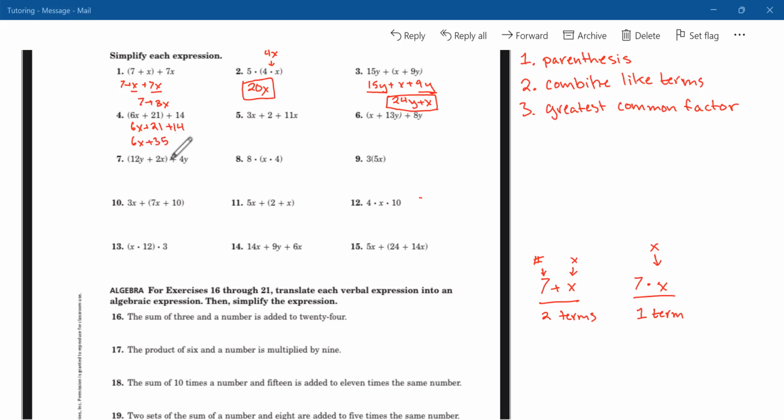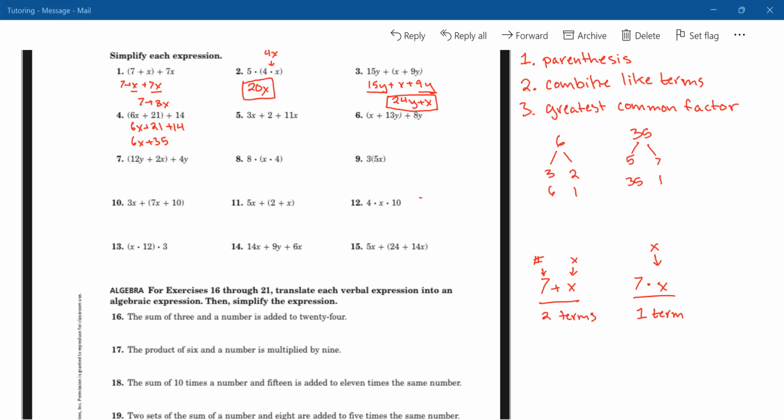Now we check for greatest common factor. The way to do that, whenever it's not very obvious, is to do a factor tree. 6 is divisible by 3 and 2, and 6 and 1. We can also do a tree for 35, which is divisible by 5 and 7, and 35 and 1.